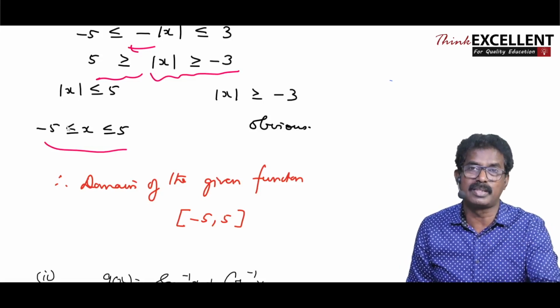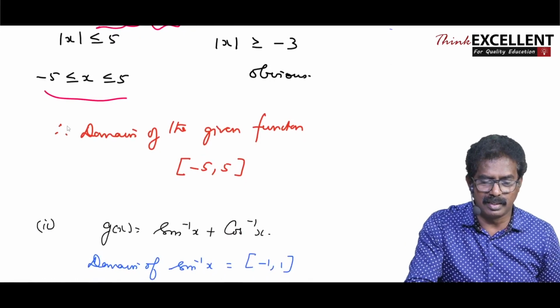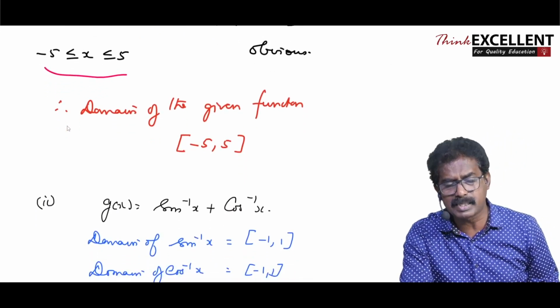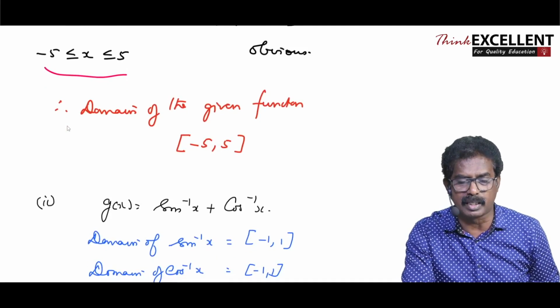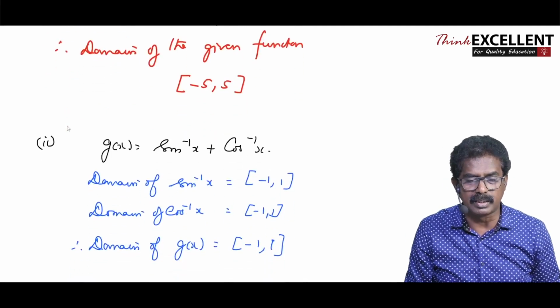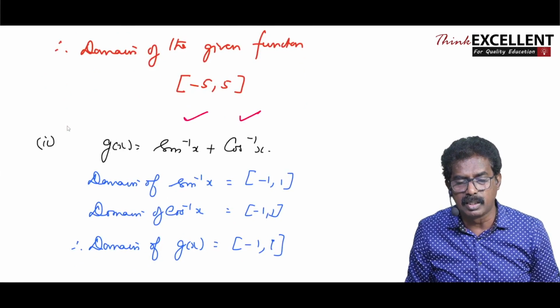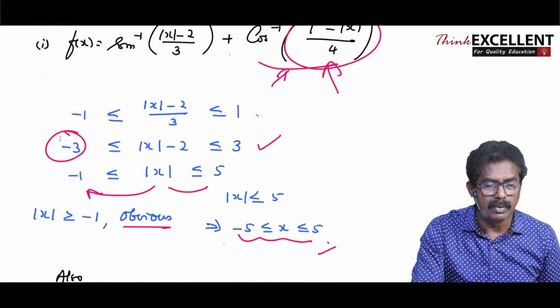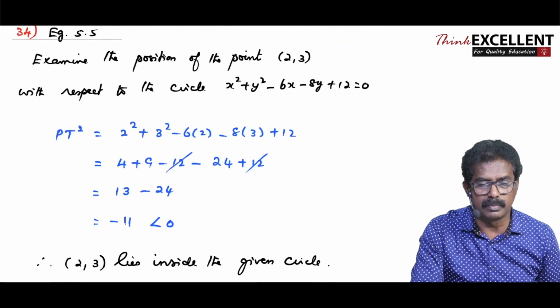But they have asked another subdivision along with this. That's a very simple one. Domain of sin inverse x plus cos inverse x. Find the domain of both separately: -1 to +1. This also is -1 to +1. The common is -1 to +1. It's a very simple one. Okay, now let's move on to the next question.